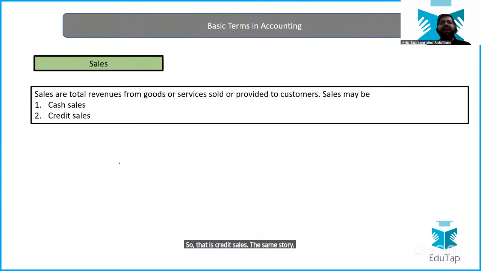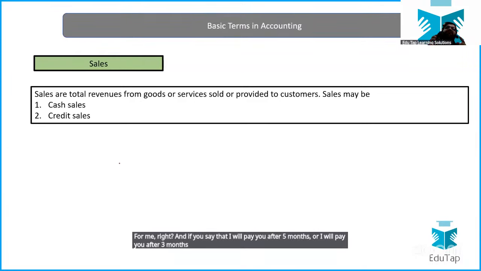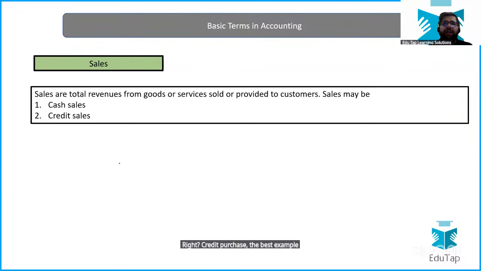The same story happens with purchases also. Purchase can also be cash purchase or credit purchase. For example, if I was purchasing a phone, let's say I purchase this particular phone and I pay rupees 45,000 to the vendor directly, this is a cash purchase for me, right? And if I say that I will pay you after 3 months or after 5 months, then it will be a credit purchase, right? The best example of credit purchase is your EMI. You have not paid yet. You will pay in the future.